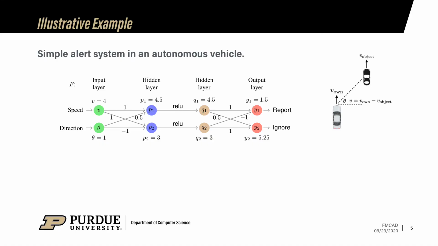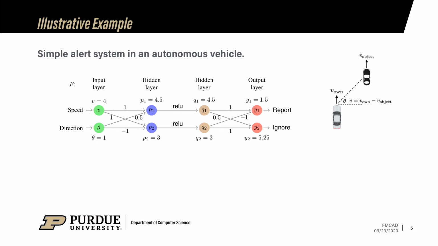We begin by defining an illustrative example which embeds the problem setup and the key idea of the ART approach for correct by construction training. Suppose there is a simple alert system used in some autonomous vehicle. The job of this alert system is to report to the central controller whichever vehicle it finds suspiciously dangerous. To do that, a simple two hidden layer ReLU network is applied.